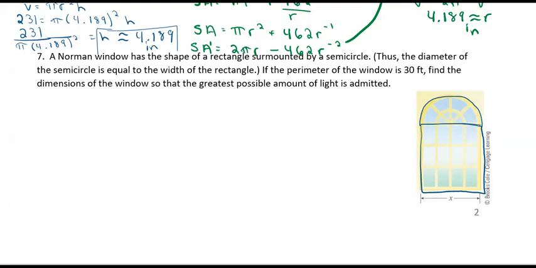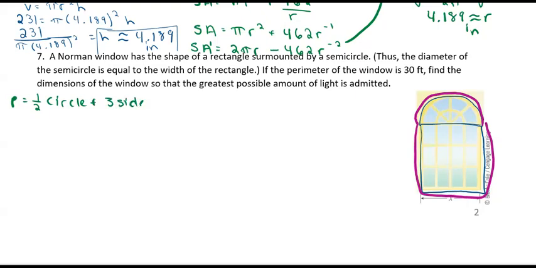So how would we write the perimeter of the window? Well, the perimeter of the window is the whole outside. So half of a circle from up here, and then 1, 2, 3 sides of our rectangle. So that's going to be the perimeter of our window. Let's see if we can figure this out. The perimeter is going to be half of our circle plus 3 sides of our rectangle.